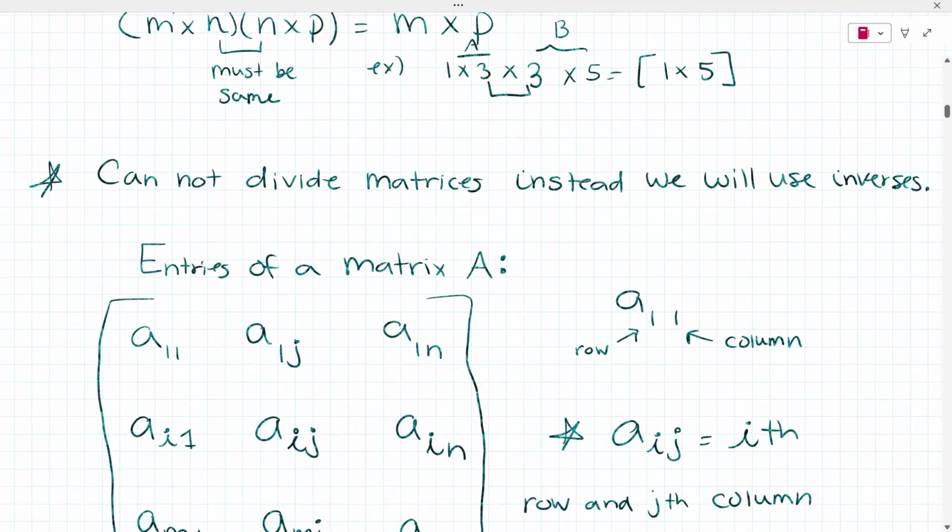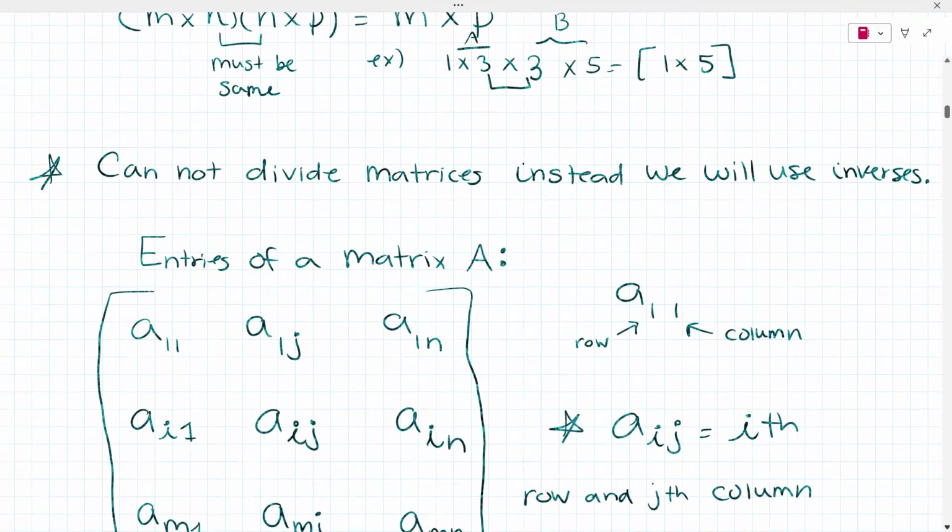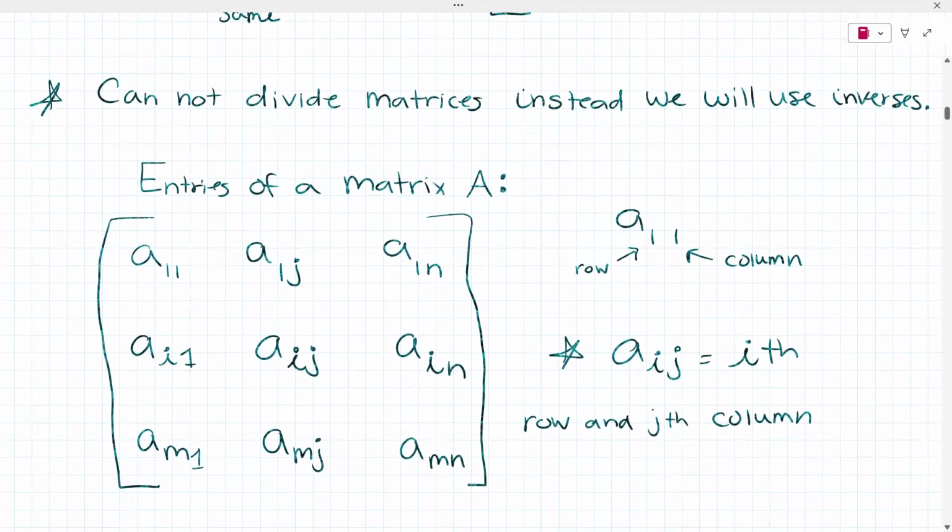That's very important when multiplying matrices. You cannot divide a matrix by a matrix. Instead, we use what's called the inverse. So let's talk about the entries of a matrix. If you look at this first term A with the little subscript 1, 1, what does this 1, 1 mean? This first number means row, and the other one means column. It's very helpful when finding that specific number.